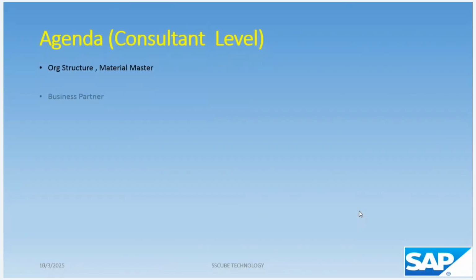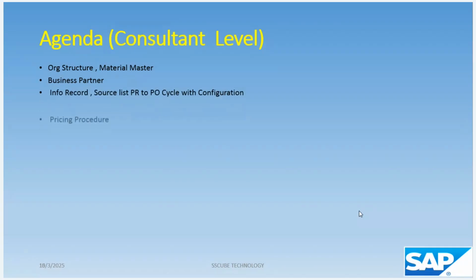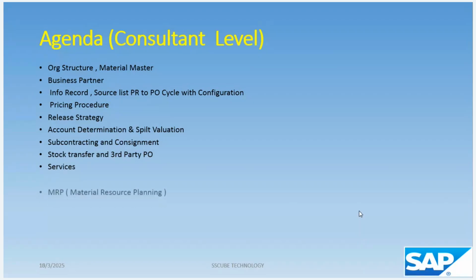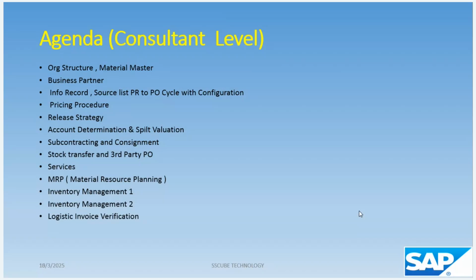Now, when we talk about the consultant level agenda, what are the things we need to learn? Work, organization structure, material master, business partner, info record, source list, PR to PO cycle with configuration. Don't worry, I'll share this course. Pricing procedures, release strategy, account determination, split valuation, subcontracting and consignment, stock transfer and third party PO, services, MRP, inventory management, and then logistics invoice verification. These are the areas we will learn during the course. Valuation and account determination.